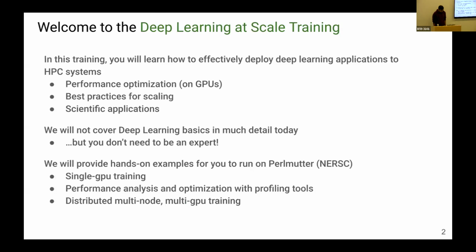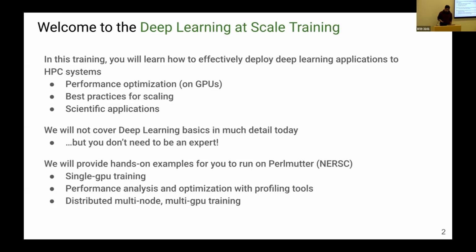So welcome to the Deep Learning at Scale training. In this training, you will basically learn how to effectively deploy deep learning applications to HPC systems. We will be focusing on performance optimization on GPUs, best practices for scaling, and we'll be specifically focused on a scientific application. We will not be covering basics of deep learning today, but you don't need to be an expert, and we will provide appropriate context as and when needed.